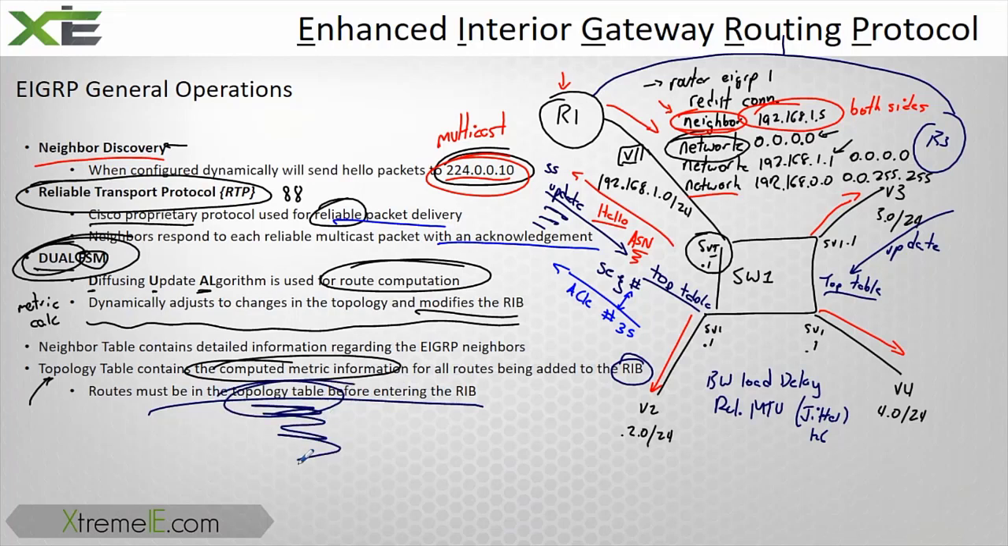If it's not in the topology table, it will never go into the RIB. It's not possible. They have to go into the topology table first, and then based on your algorithm calculation, they will go into the RIB. Now, last is that EIGRP is also going to maintain a neighbor database, or what we call a neighbor table, and that's just simply going to contain all the detailed information about your individual neighbors. And I'll go into that in greater detail when we look at the CLI.